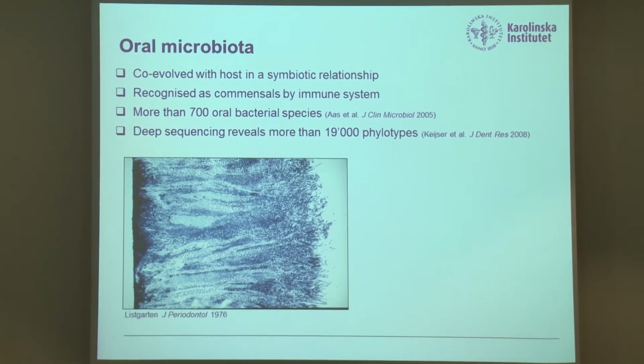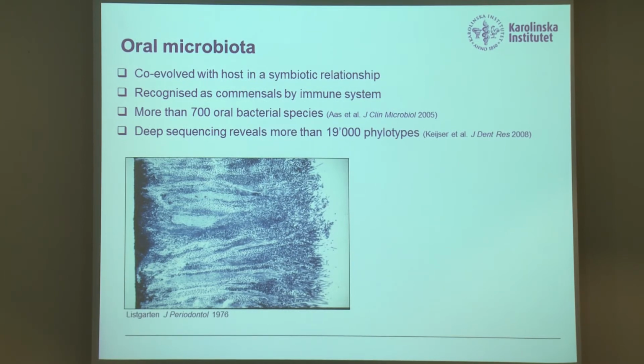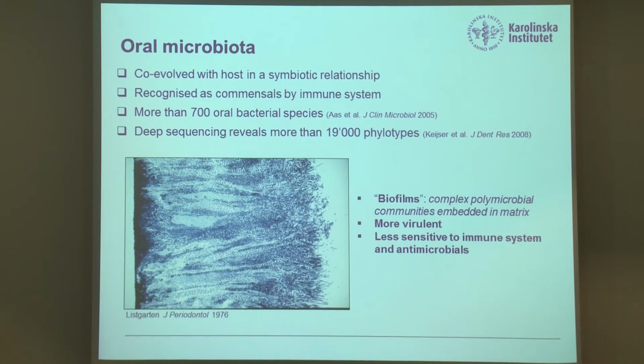What is special about our oral microbiota is that it tends to form complex biofilm communities on the tooth surface. So biofilms are complex polymicrobial communities which are embedded in their own polymeric matrix. Within biofilms, the individual bacteria can become more virulent compared to their planktonic or free-floating form. And as a result, they are less sensitive to components of the immune system, such as phagocytes or antibodies, immunoglobulins, and less susceptible also to antimicrobials.